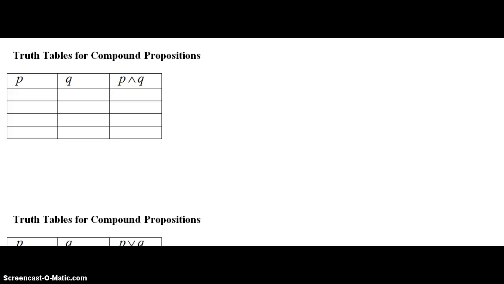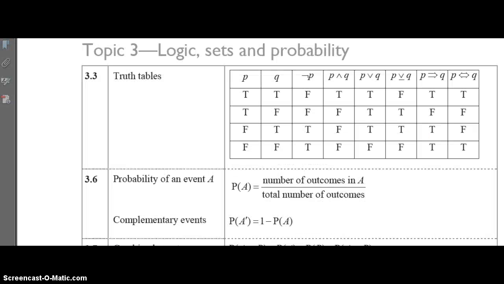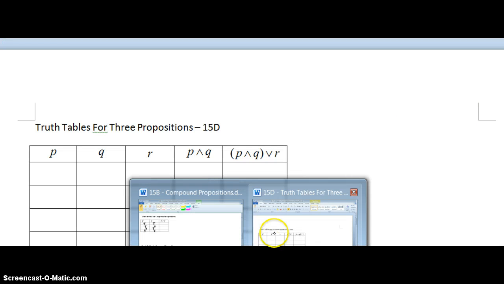Now, truth tables for compound propositions. So, P, Q, and P and Q. We always start with T, T, F, F, and then T, F, T, F. This just gives all the possibilities. Either they're both true, true, false, false, true, or false, false. Lucky for you, you don't even have to memorize that, although it's pretty easy to figure out, because we could very easily just look at our formula packet under Topic 3, Logic Sets and Probability, Truth Tables. It gives you the beginning of this, and actually it gives you way more, so you can use this in your formula packet.